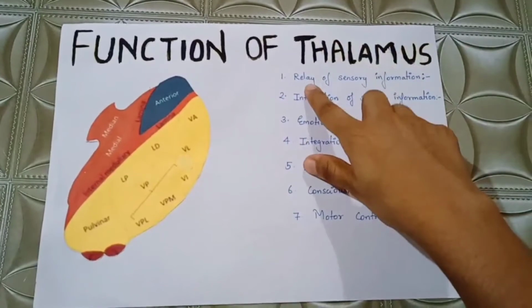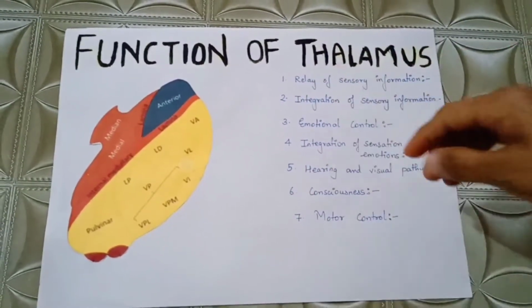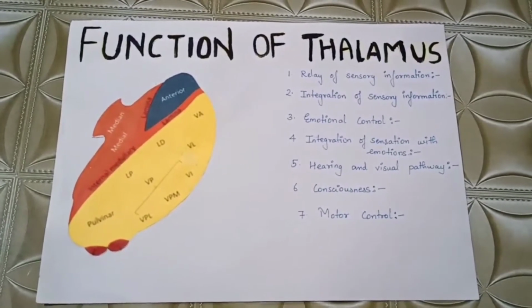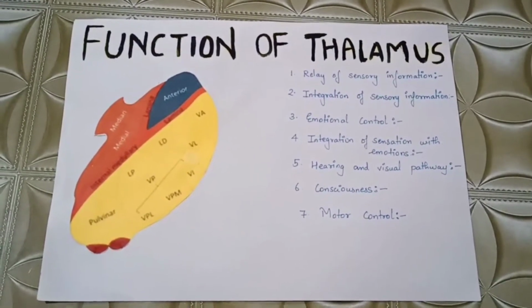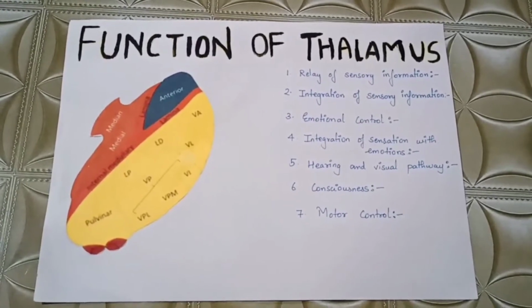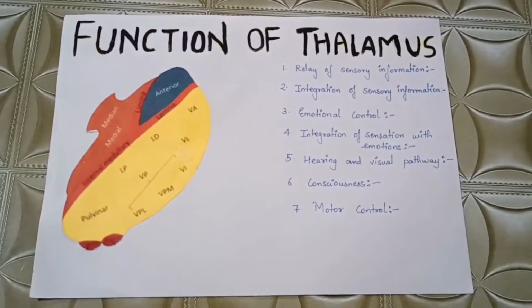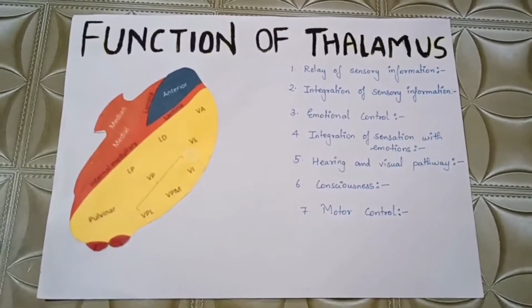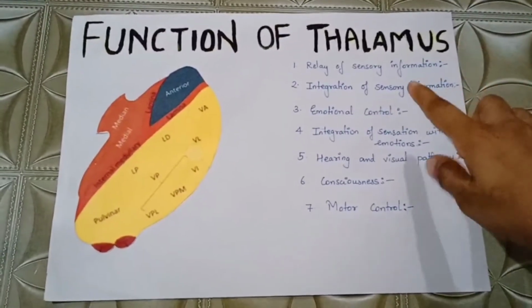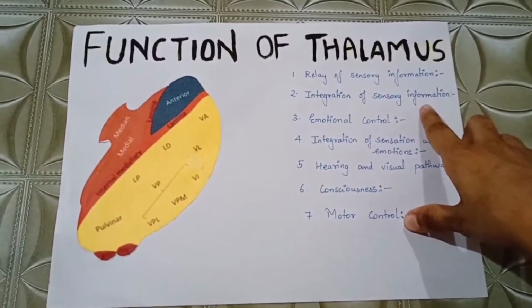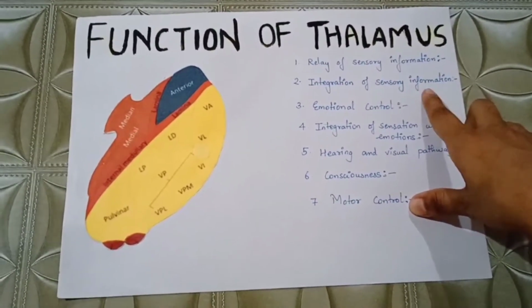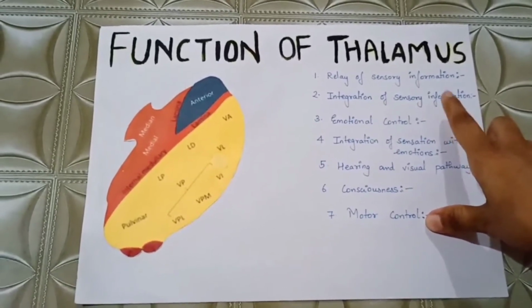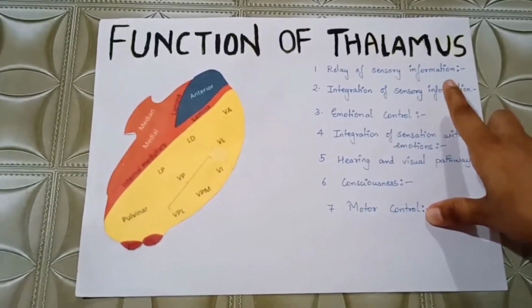So let's see in detail the first point, that is relay of sensory informations. Actually, thalamus occupies the central position between the cortex and spinal cord, as well as other area of the lower brain. Thus, it acts as an important relay center for the signal passing from the lower center to the higher center of the brain. Almost all sensory information pass through the thalamus before going to the higher centers of the brain.